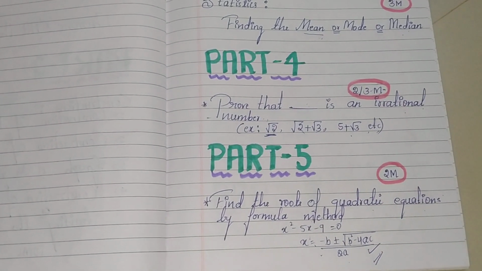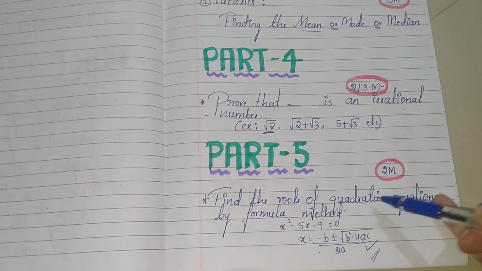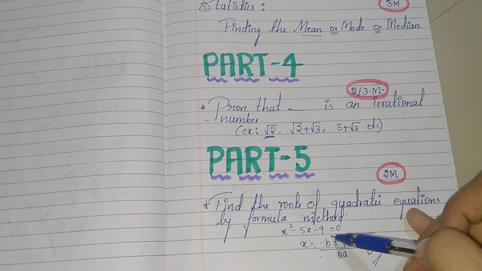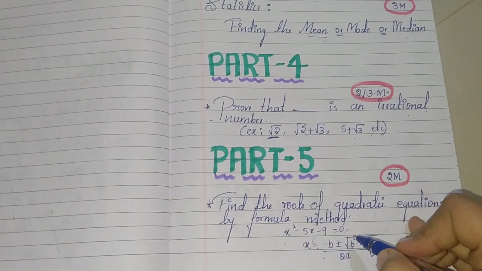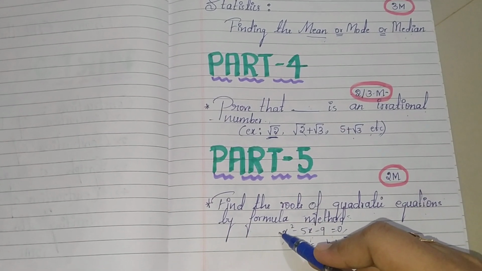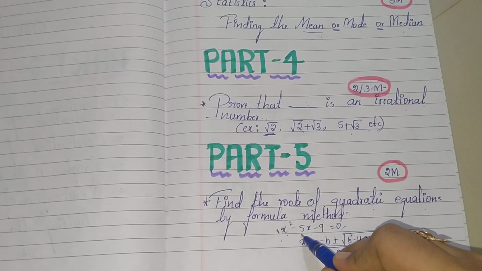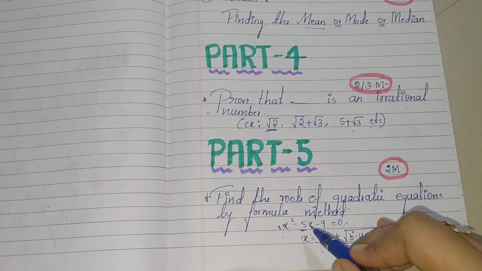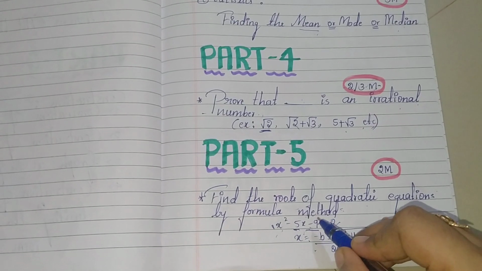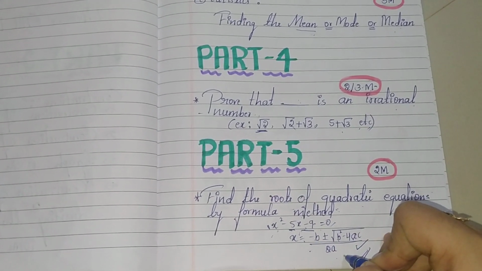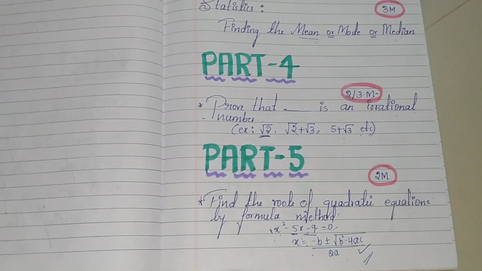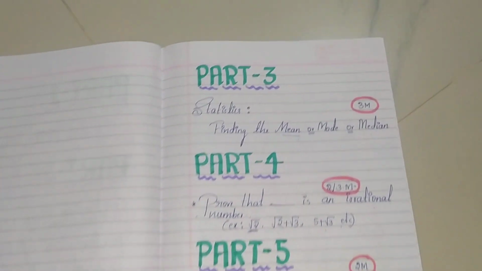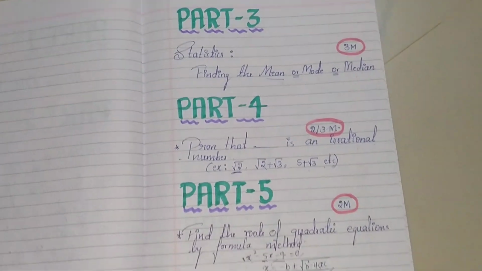So the question can be: find the roots of the quadratic equation by formula method, that is x square minus 5x minus 9 equals 0. What you have to do here is note down the value of a, that is 1, value of b, that is minus 5, and value of c, that is minus 9. Then substitute all the values in this formula, and you are going to get the roots of the quadratic equation. Just note down all the steps from part 3, part 4 and part 5.